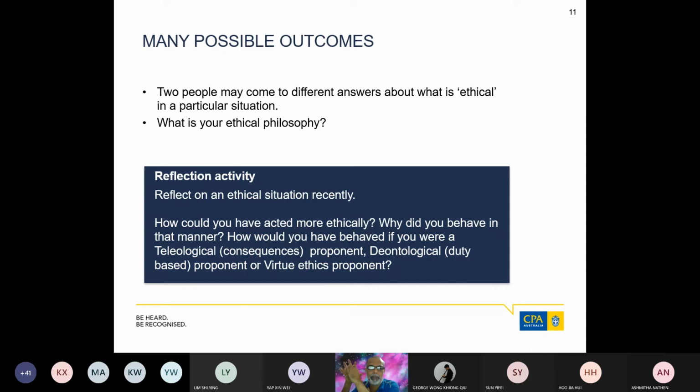So what is your ethical philosophy? Let's have a reflection activity. We don't have much time, so I hope we will be quick on this one. We are now at 11:37. Reflect on an ethical situation recently. How could you have acted more ethically? Why did you behave in that manner in the first place? How would you have behaved if you were somebody who believed in the teleological perspective, or the deontological perspective, or the virtue ethics perspective?